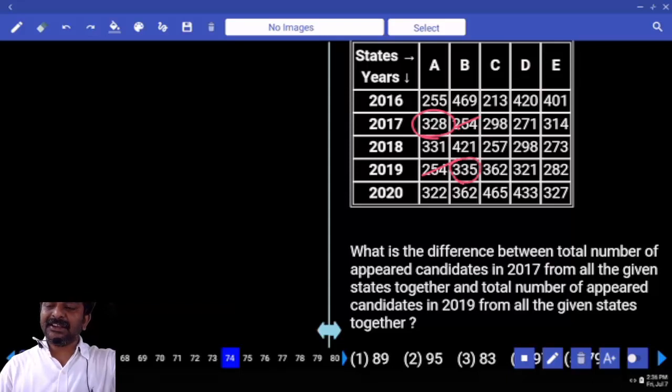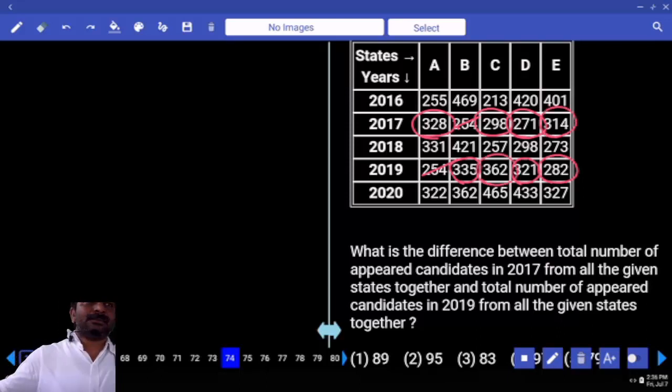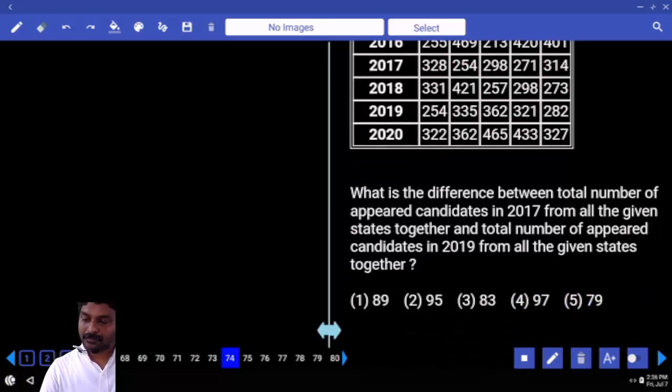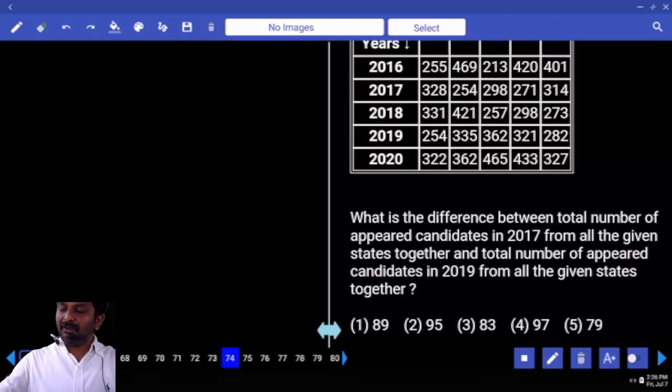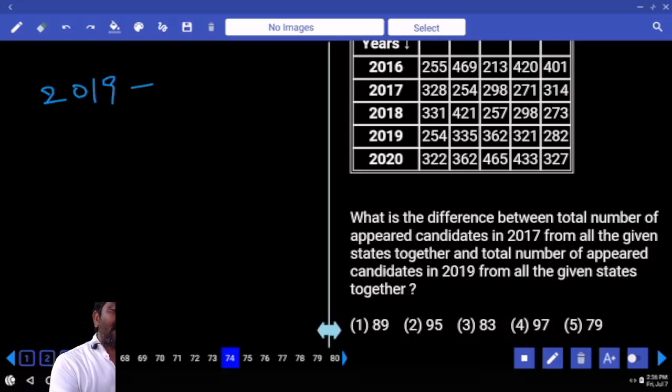328 is less than 335. 298 is less than 321. 271 less than 282. 314 less than 362. Yes or no? So which values are more? 2019 values are more. Agreed? So now, when I know that 2019 values are more, I will subtract 2017 values from 2019 values. And I want to see my luck today.